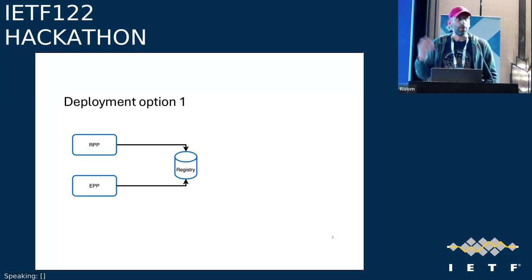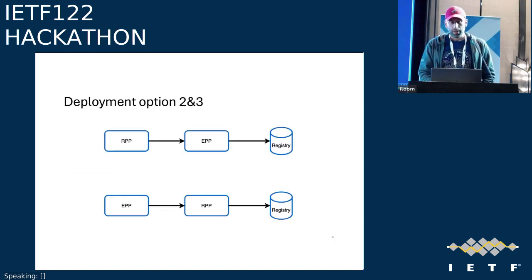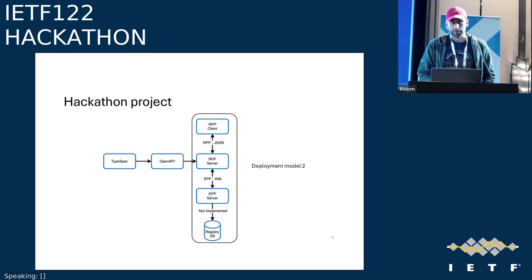So talking about the RPP, we are thinking about different deployment models. One is basically deploying RPP parallel to EPP at the registry, but we can also envision deployment models where RPP will be in front of EPP or the opposite. And this led us to our Hackathon project, which we thought to start with this approach of putting RPP in front of EPP. So basically we can validate the functional parity of the current registry functions with the new protocol, and then extend it from there.